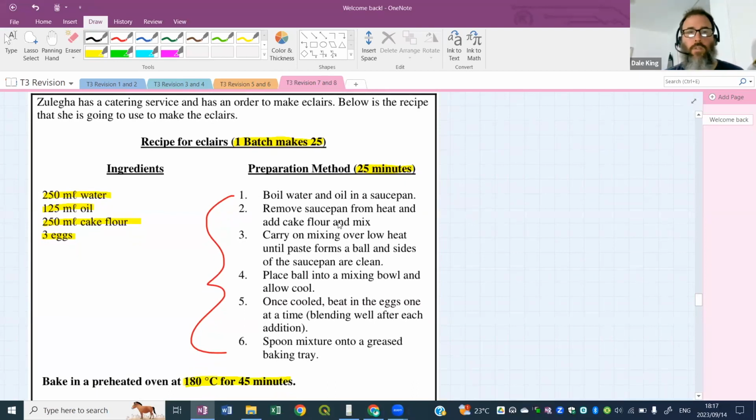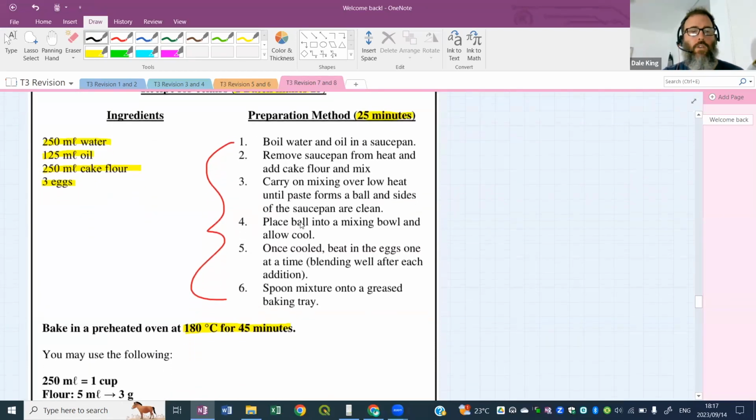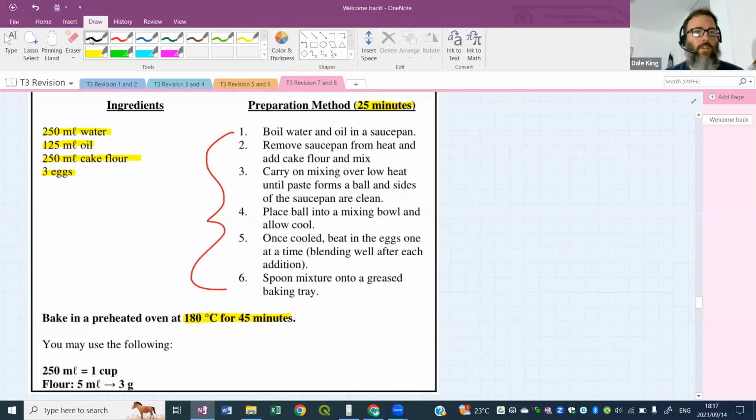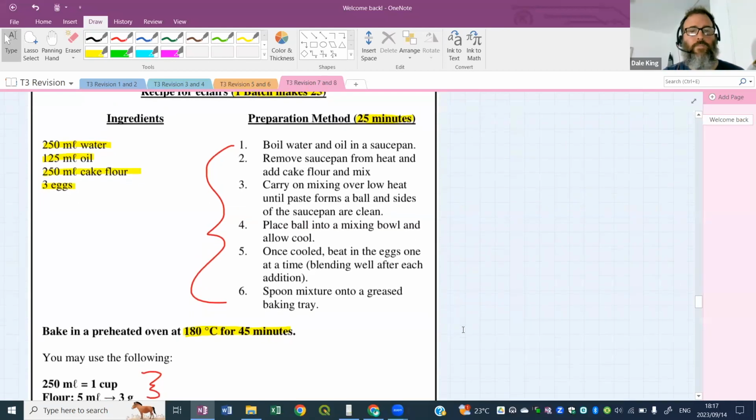They usually do in this section. Okay, so that's most of the information. Anything else? Oh, here we go. You may use the following. Some conversions over here at the bottom. We're probably going to need those too. So that's all information highlighted there that's pertinent to this question.